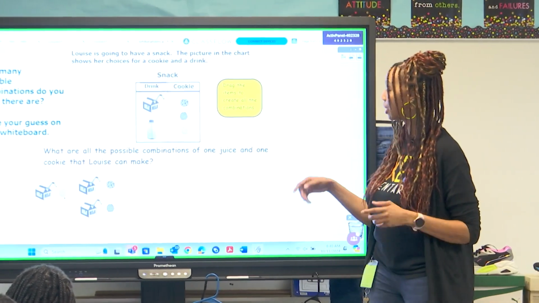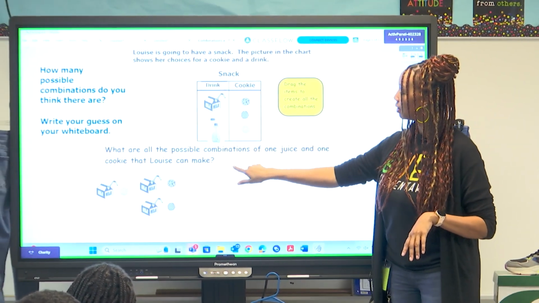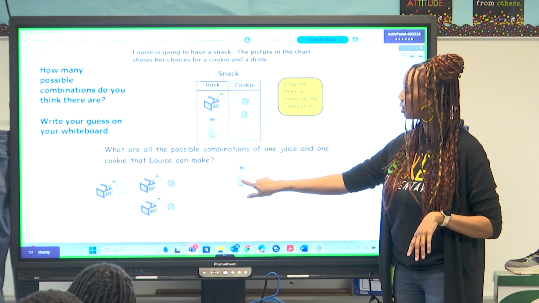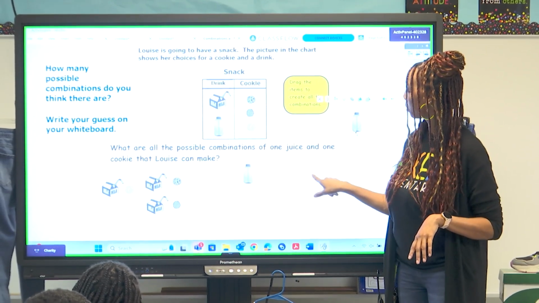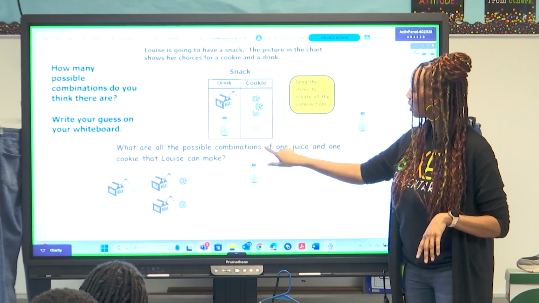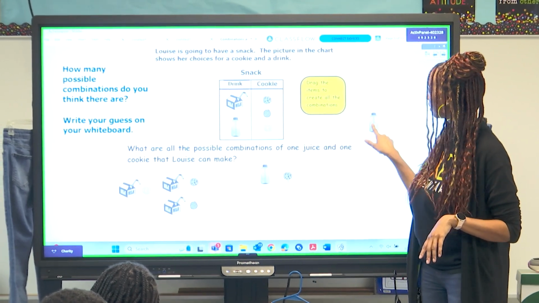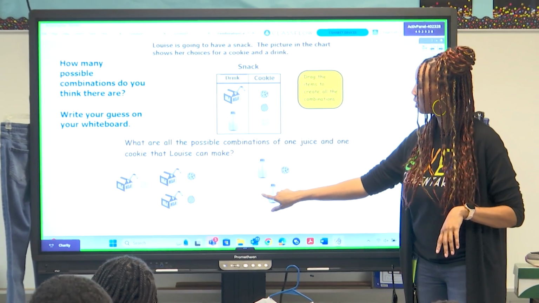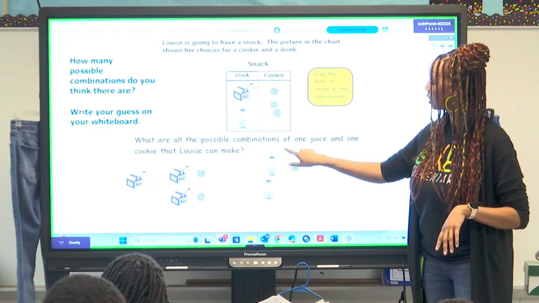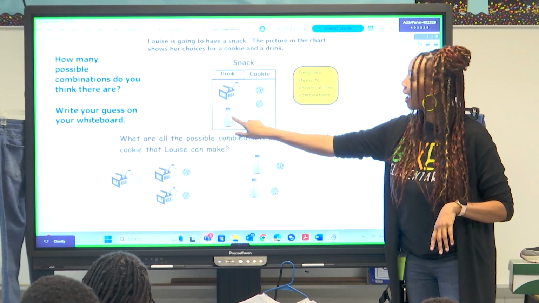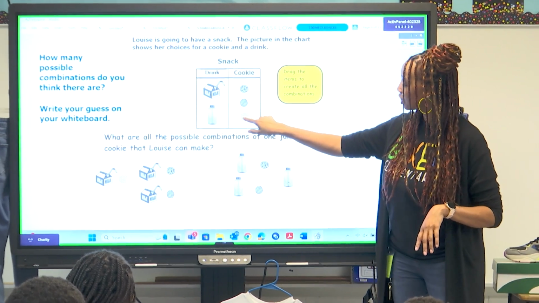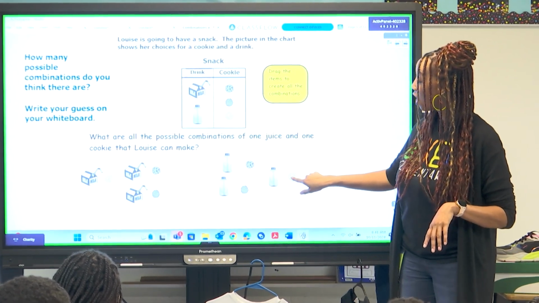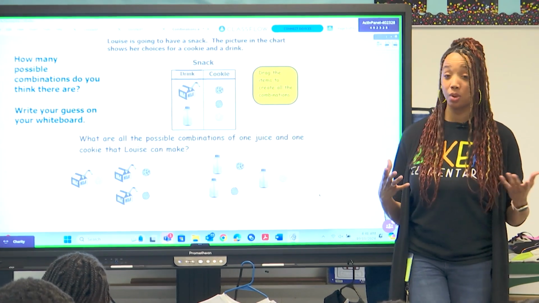Now let's look at her combinations for water. We have water and a chocolate chip cookie, water and a chocolate stripe cookie, and water and a sugar cookie. Those are the possible combinations.